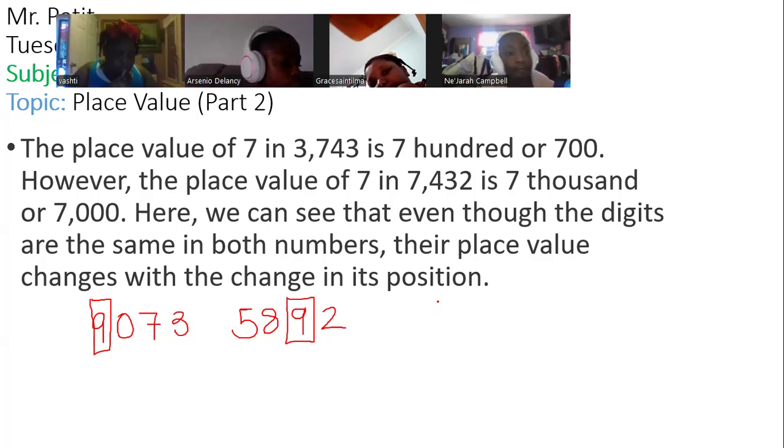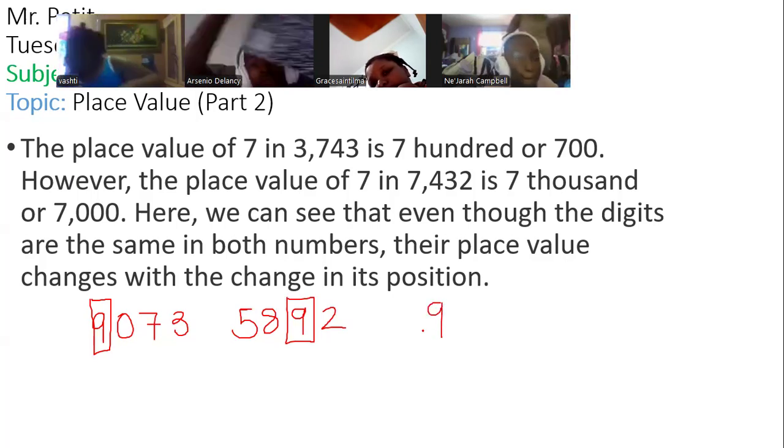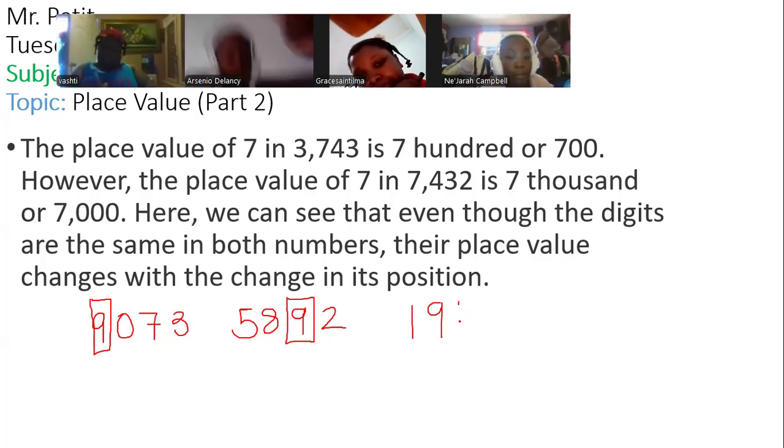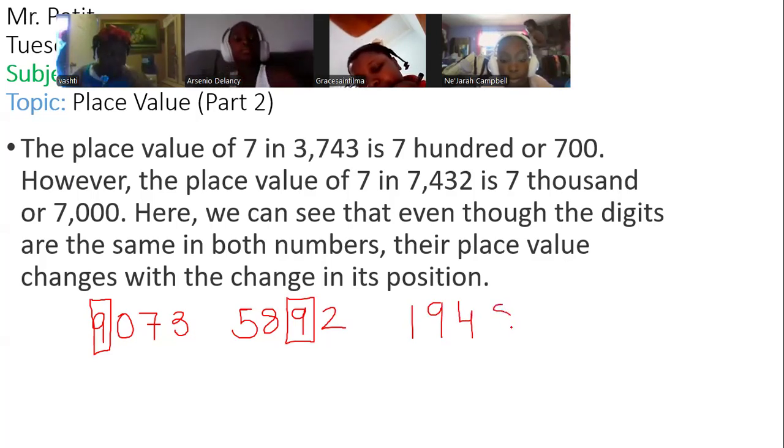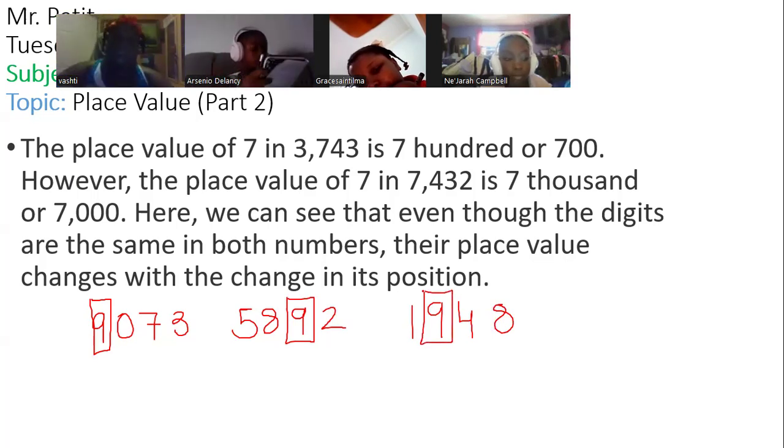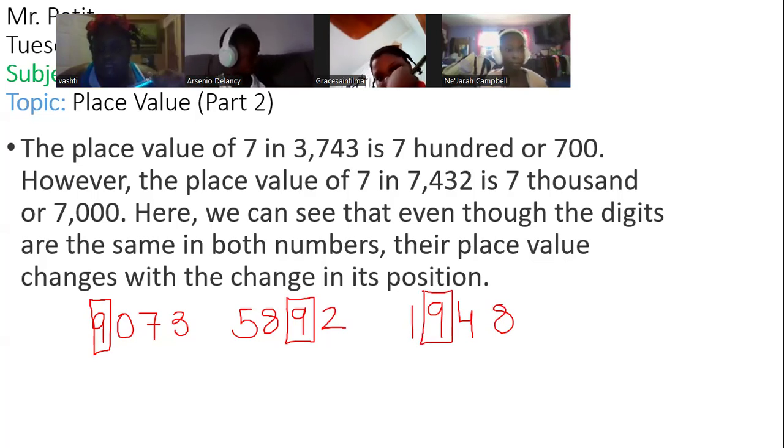If we have 9, 1, 4, and 8, what is the place value of 9 in this number? 900. 900s. Very good. Okay, excellent. So everyone is finished writing, right?